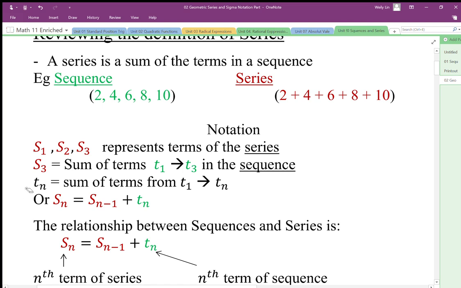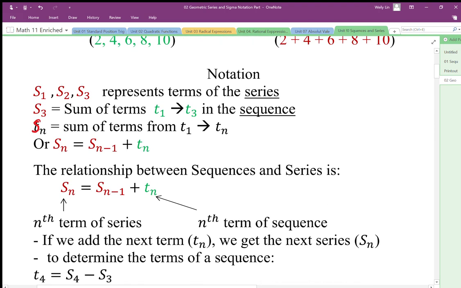And Tn, Sn, so this should be S. Sn represents the sum of the terms from the first term to the nth term. And we can also state this. The sum of n number of terms is going to be the sum of the first n minus 1 terms, and then we add on the last term, and that will give us the sum of all the terms up to n.